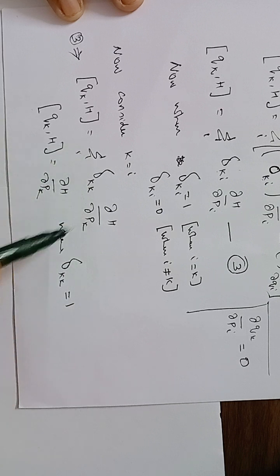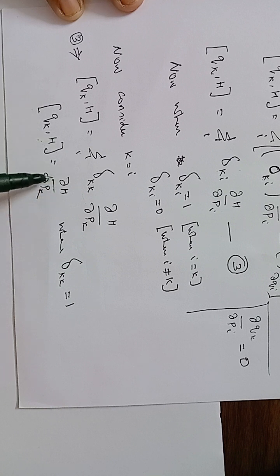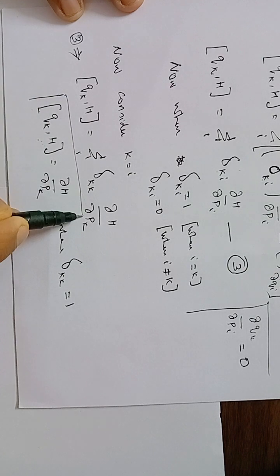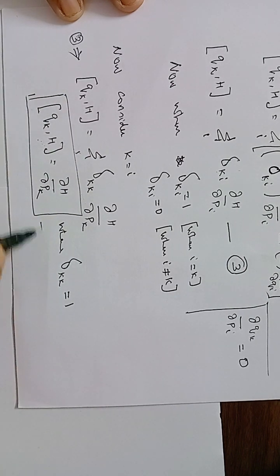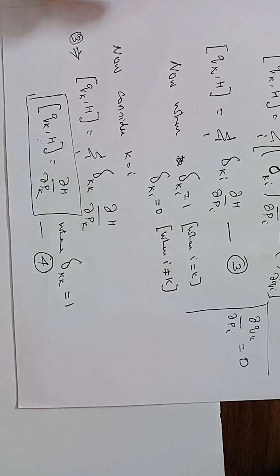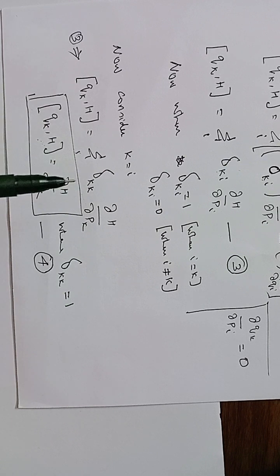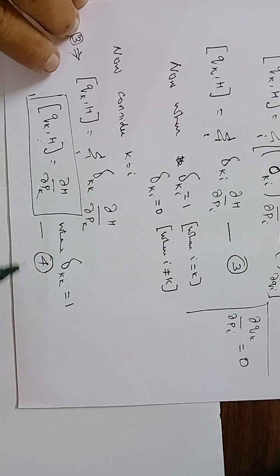Since there is no i term, I am removing the summation over i also. Therefore this becomes {qk, h} equal to ∂h/∂pk. The Poisson bracket of qk and h is equal to ∂h/∂pk. Okay, this is one equation. You make it equation number 4. Understand? So what I did was substitute f equal to qk in equation 1 and solve, and I got the Poisson bracket {qk, h} equal to ∂h/∂pk. So this is equation number 4.